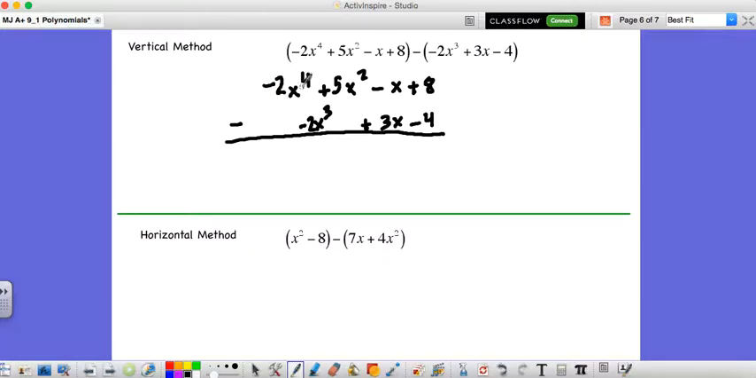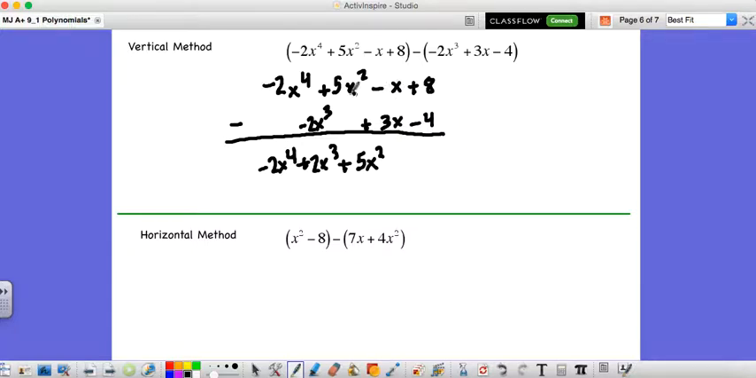So we have negative 2x to the fourth minus 0x to the fourth. So that's still negative 2x to the fourth. Now we don't have an x cubed term on top, and we're subtracting a negative 2x cubed. So that's like 0 minus negative 2x cubed. So we're adding 2x cubed. Remember, subtracting a negative, chop, chop, make that a positive, so plus 2x cubed. Now we have 5x squared minus, we don't have an x squared term, so just 5x squared minus 0, so plus 5x squared.